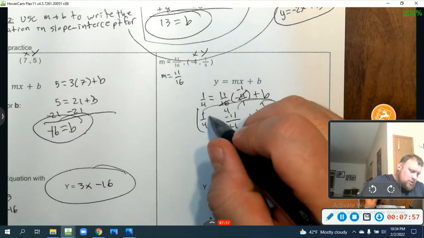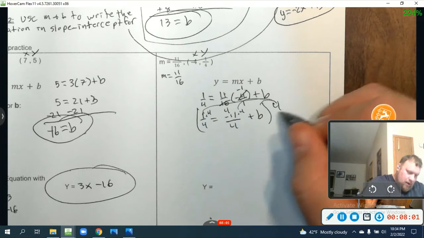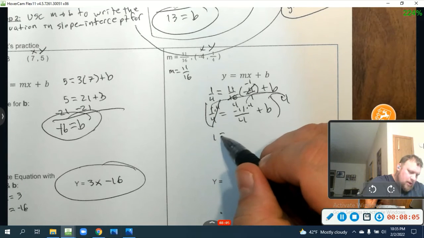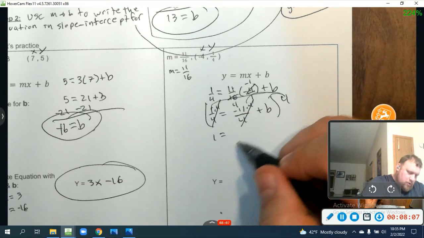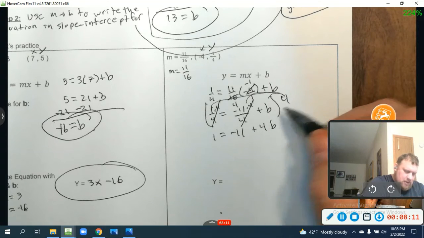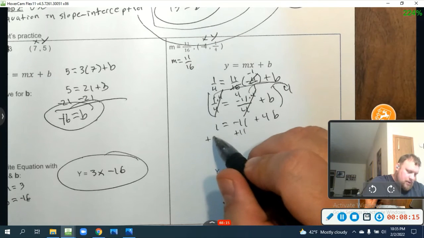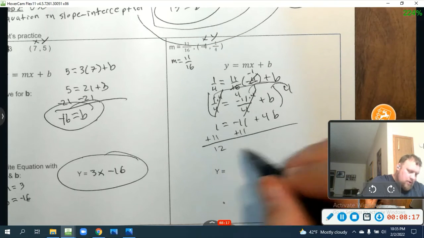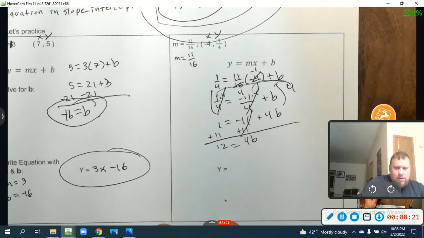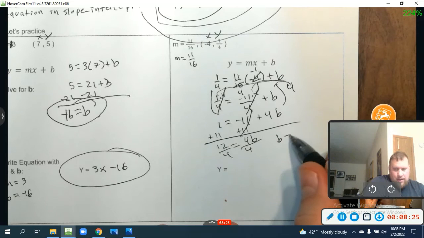And when I do that, I usually like to just write a times 4 by it. Times 4, times 4, and I already have 4 here. So let's see what happens. Those cross out, I'm just left with 1 equals. Those 4's cross out, I'm left with negative 11 and plus 4b, because 4 times b is 4b. Okay, let's add 11 to both sides. And I have that 12 equals, that's gone, 4b. Right? We're going to solve for b. We know when we divide by 4, our b equals 3.